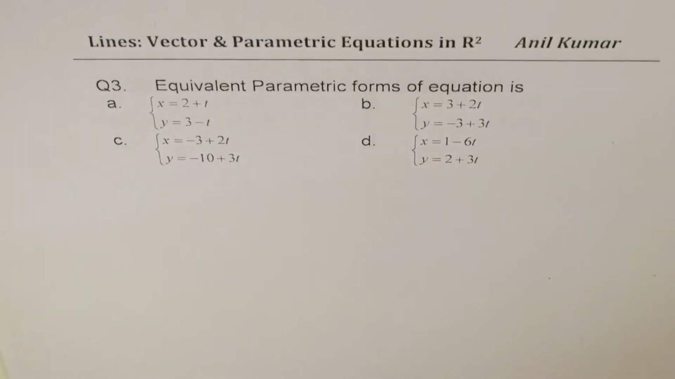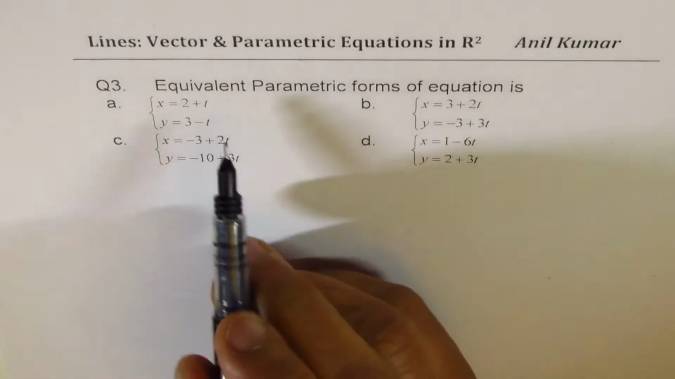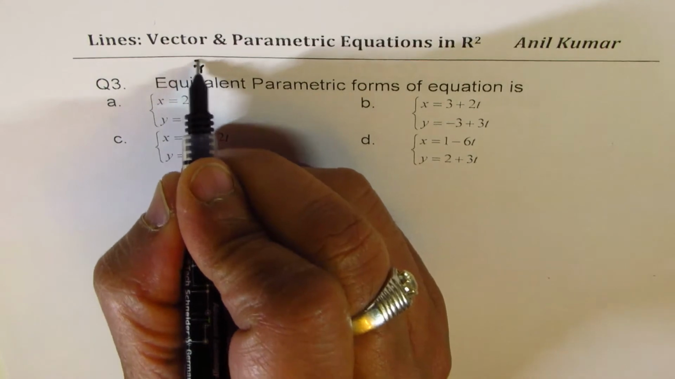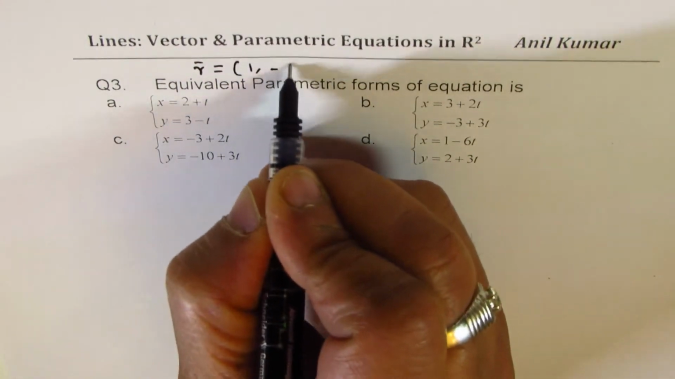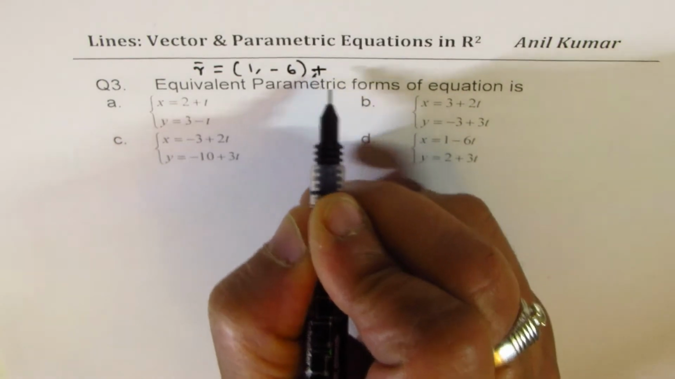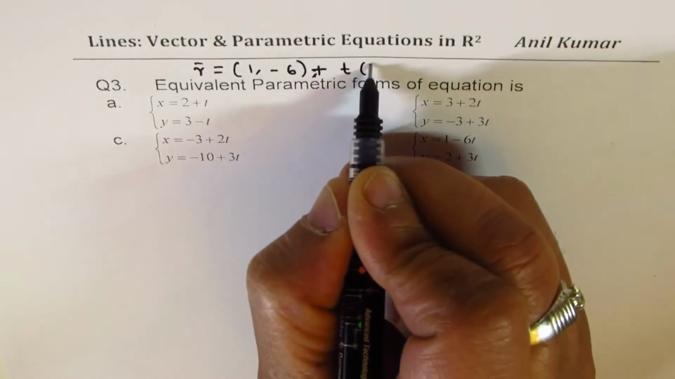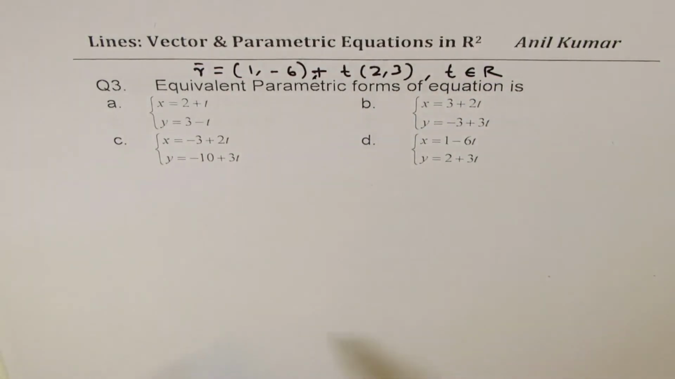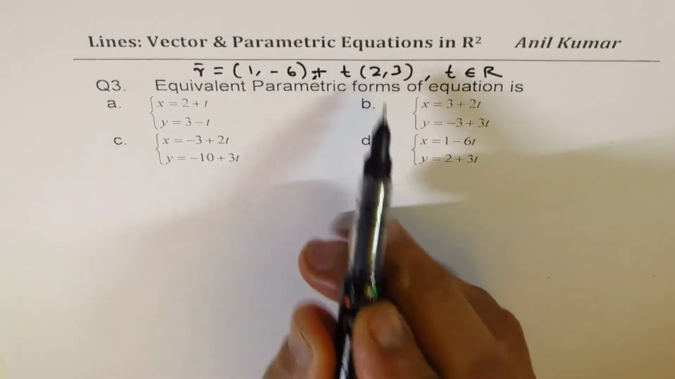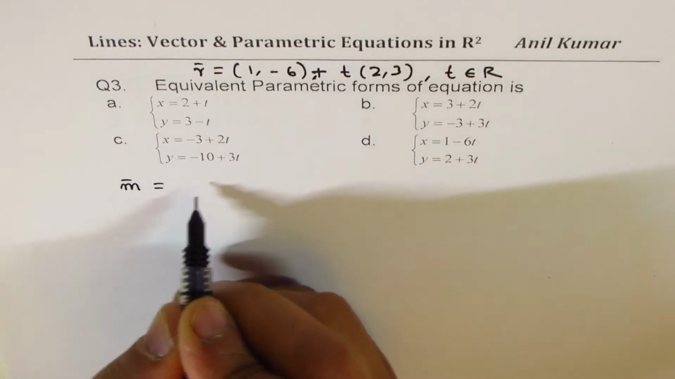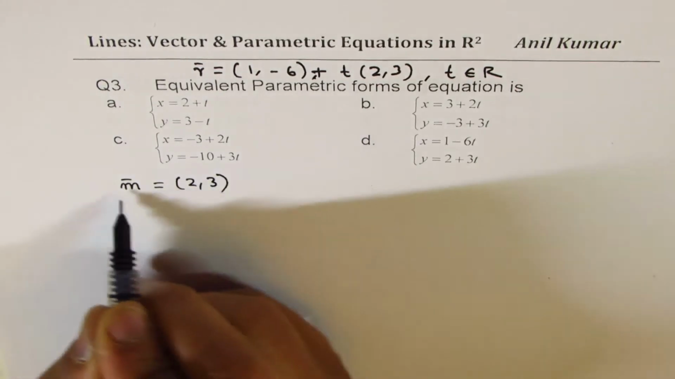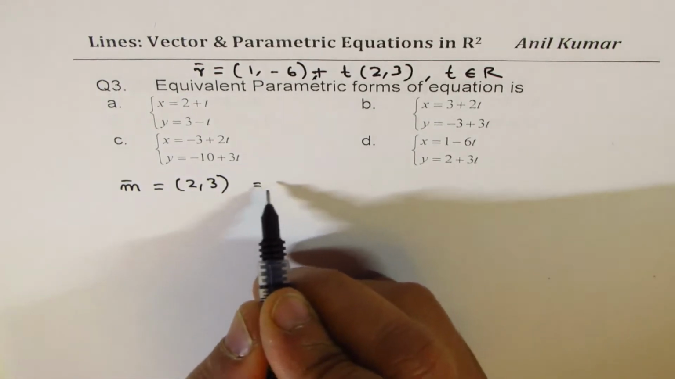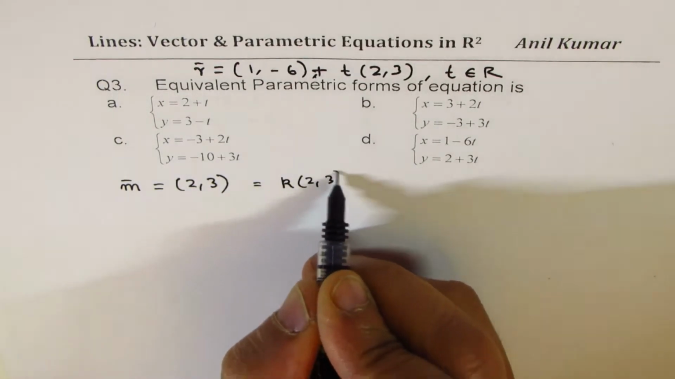Let's move on. Here we have question number 3. Equivalent parametric forms of the equation is what? The equation given to us is r equals (1, -6) plus t times (2, 3), where t belongs to real numbers, correct? Now, for the equivalent parametric equation, we know the direction m is (2, 3). So direction could be either that or a multiple of this. So in your multiple choice question, it could be some constant times (2, 3) also.